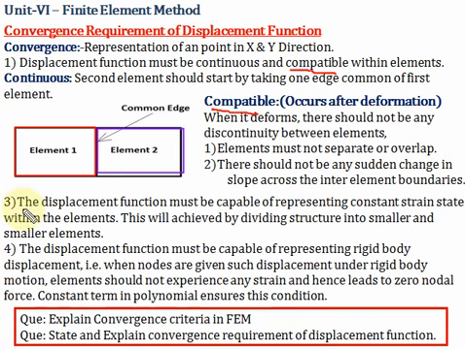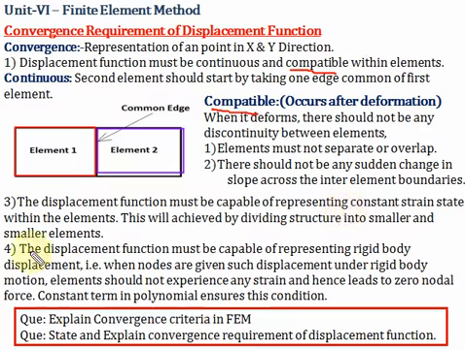Third one is that the displacement function must be capable of representing the constant strain state within the element. So how can this be achieved? This can be achieved by dividing the structure into smaller and smaller elements. Whatever the domain is given, that domain is to be divided into smaller and smaller parts, so that the constant strain state is attained.